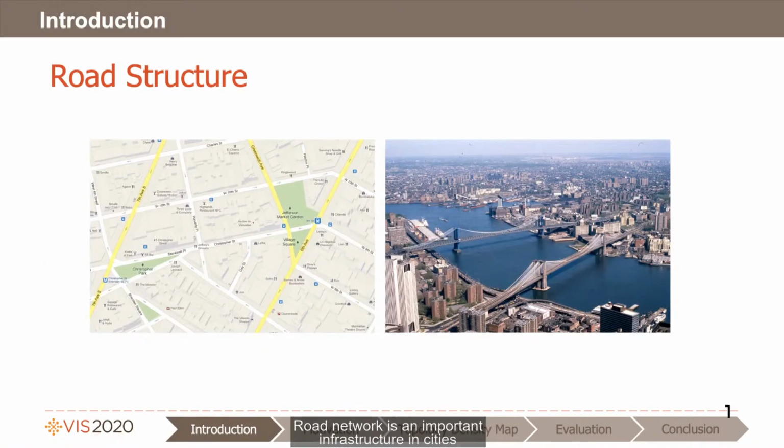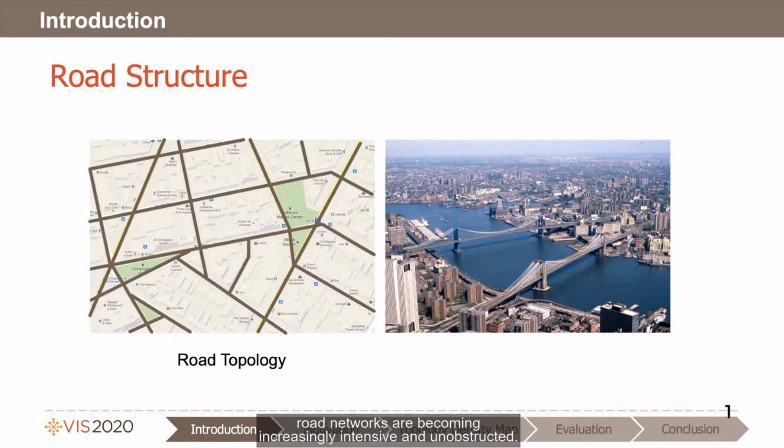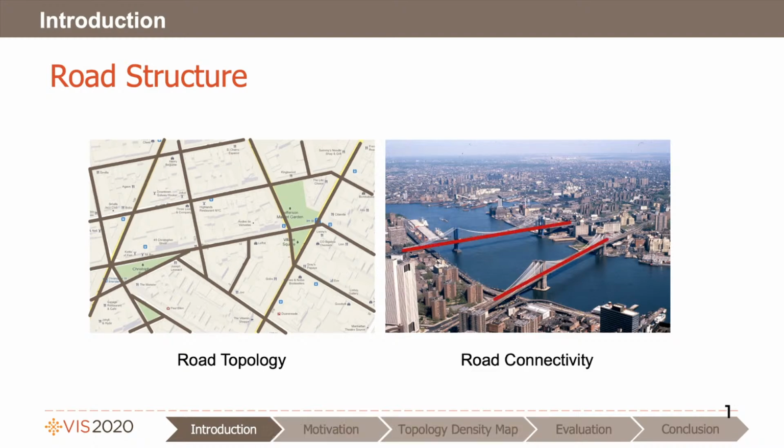Road network is an important infrastructure in cities. With the expansion of cities and evolution of transportation technology, road networks are becoming increasingly intensive and unobstructed. Consequently, two geographically distant locations may have a short commuting time due to road connectivity, like these two bridges, which connect two sides of the river together. Hence, road network is of importance in many real-world applications, including urban planning and urban scaling analysis.